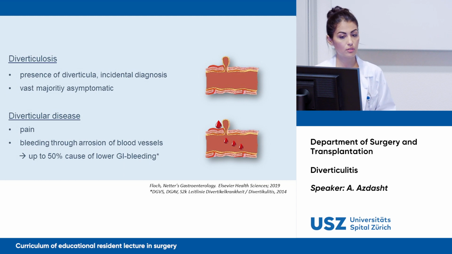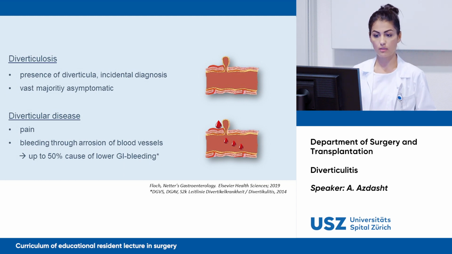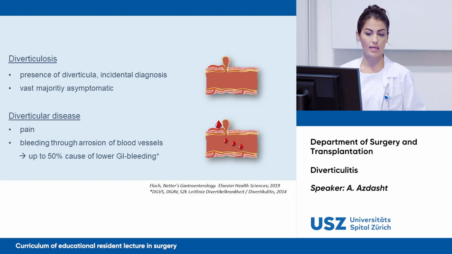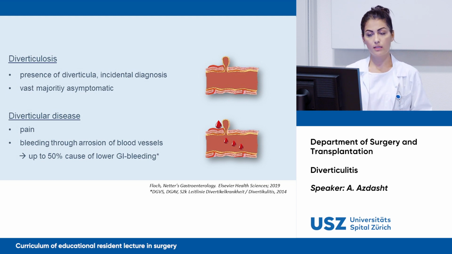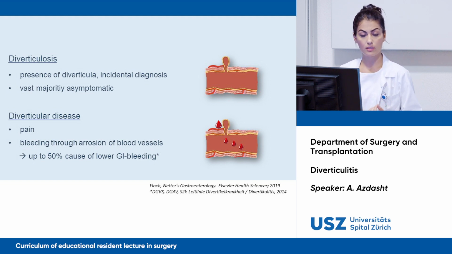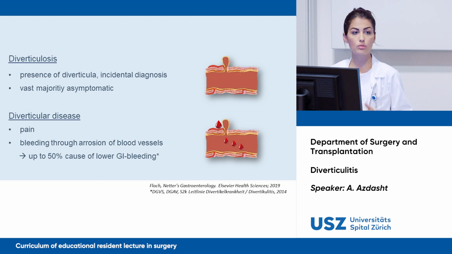So in diverticulosis, we have the presence of diverticula. In the vast majority, it's absolutely asymptomatic. Whereas when it becomes symptomatic with pain and also bleeding, we have a diverticular disease. And it's important to know that diverticular bleeding is the most common reason for lower GI bleeding, and this is due to erosion of the blood vessels.